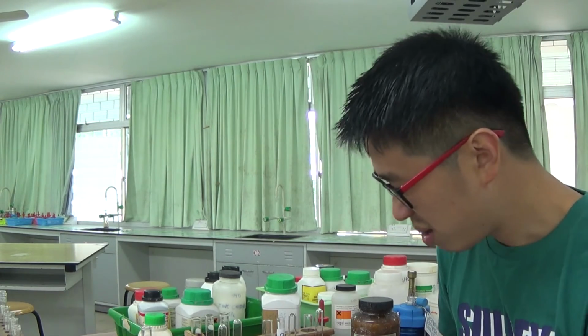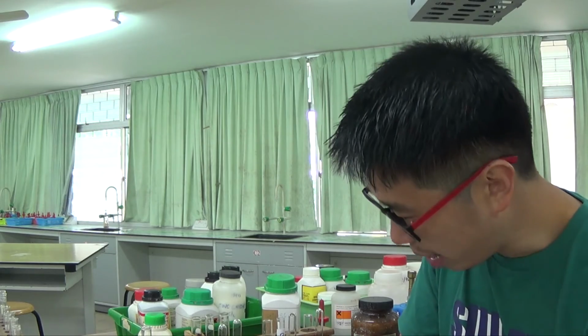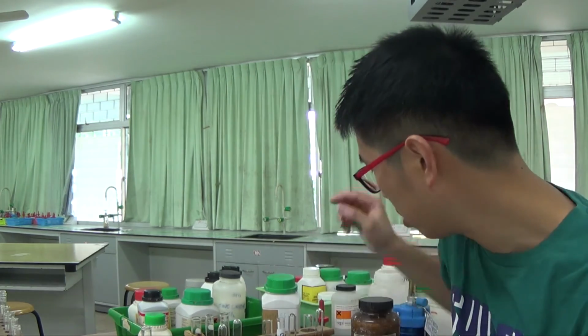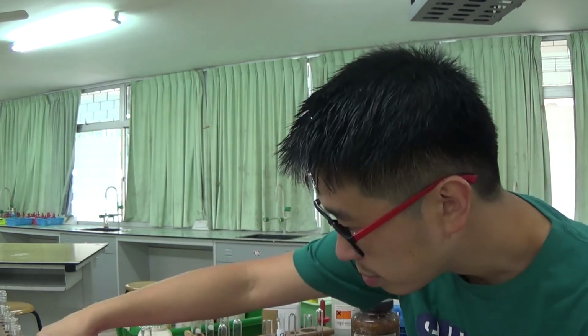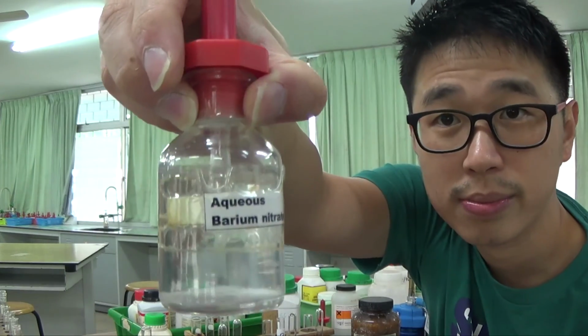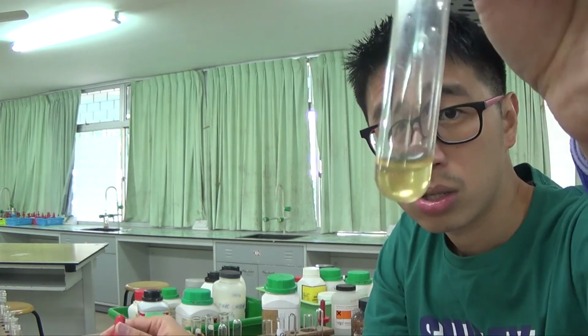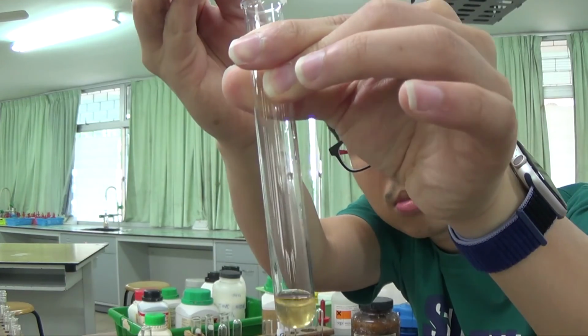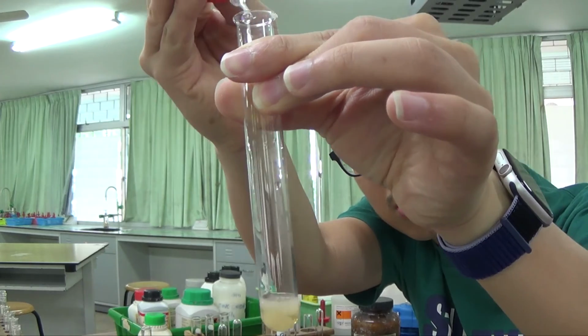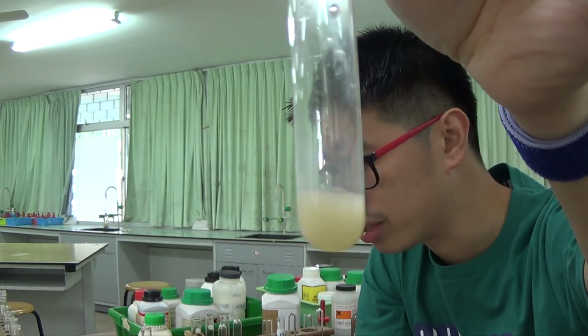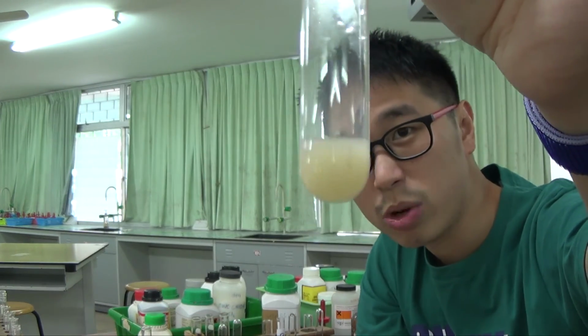So what I'm going to do is add barium nitrate. Where's my barium nitrate? Barium nitrate. This is to test for the sulfate. So, clear solution. As you can see, it forms a precipitate, which of course, what would people say?